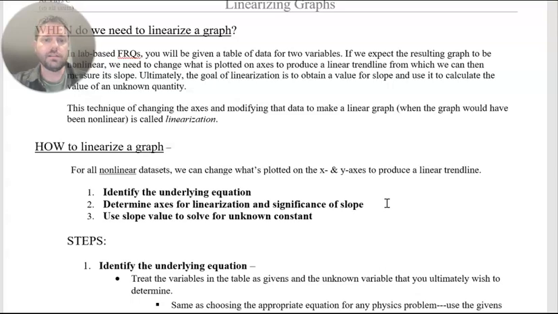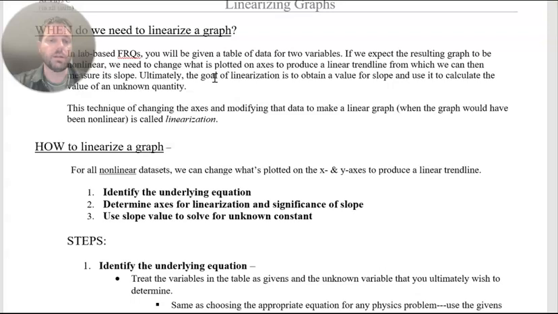All right, so when do we need to linearize graphs? We talked about what linearization is. We talked about why we need to do it. So when do we need to do this? Like when is this going to bubble up in AP Physics C? Again, those lab-based FRQs. This is FRQ number 3 of the 4 FRQs that are on the exam. Number 3 is always going to be a lab-based question where you have to do linearization.